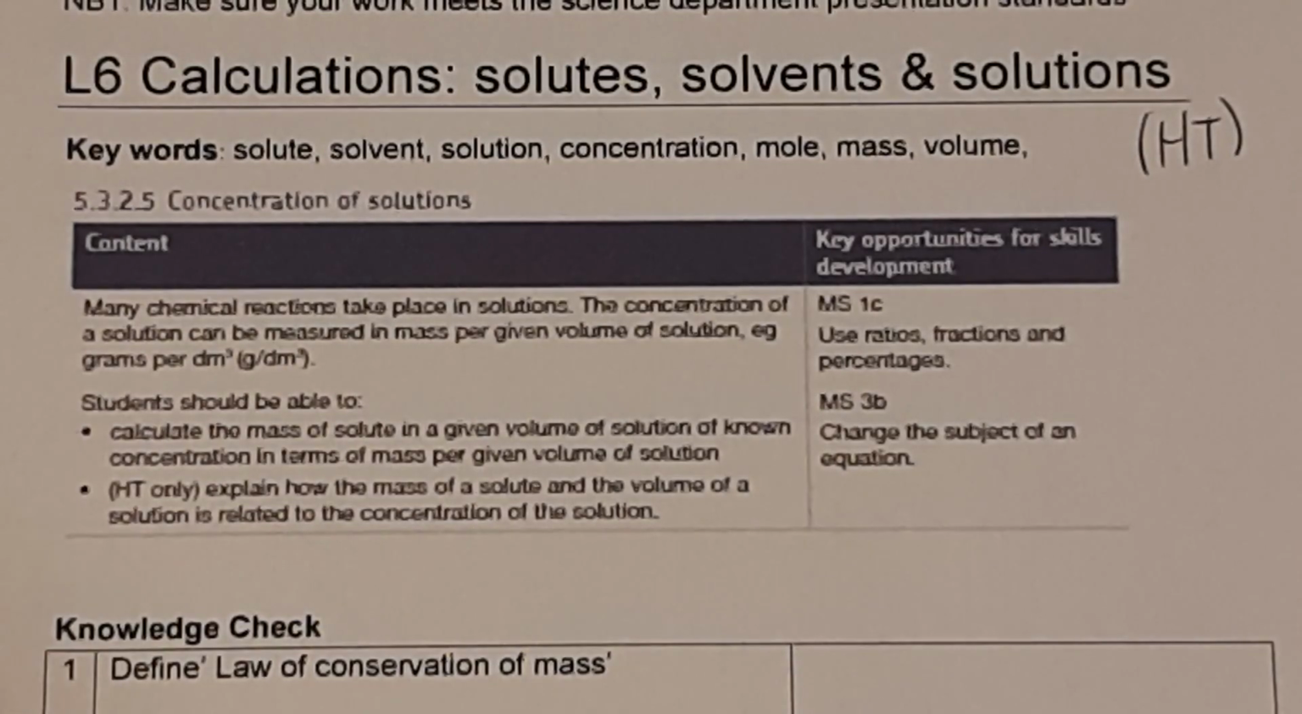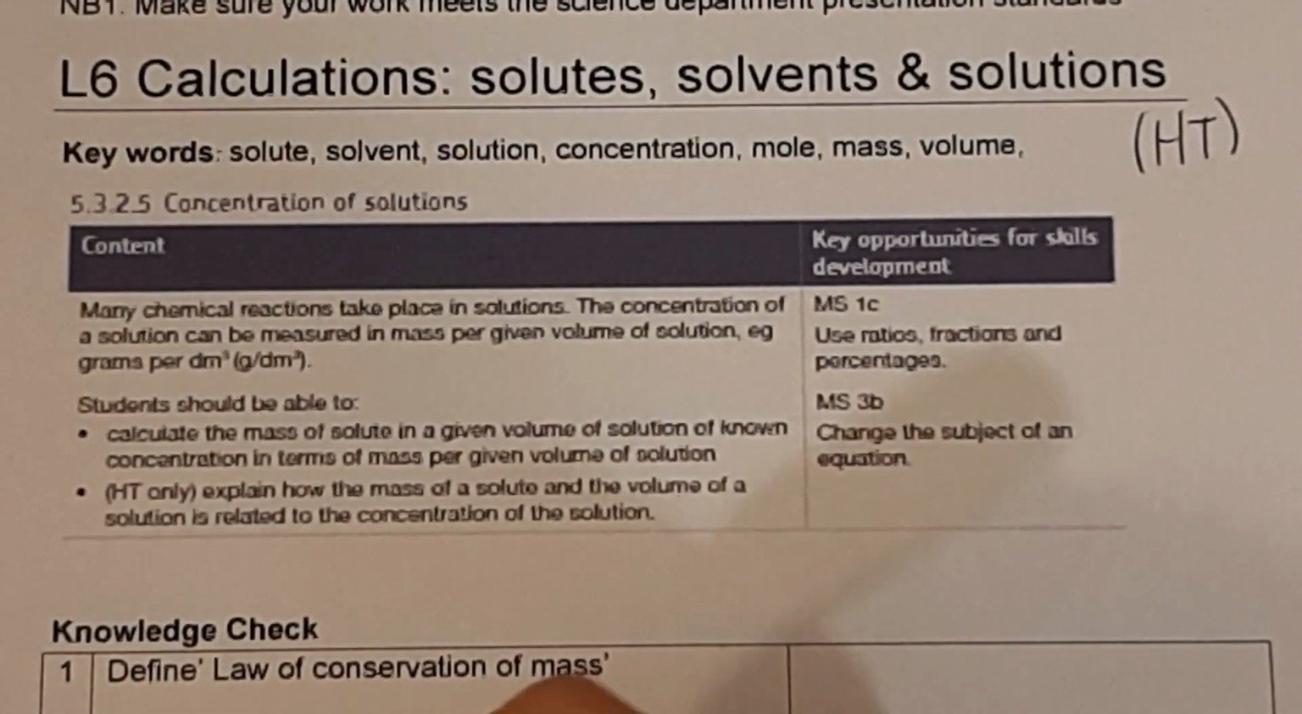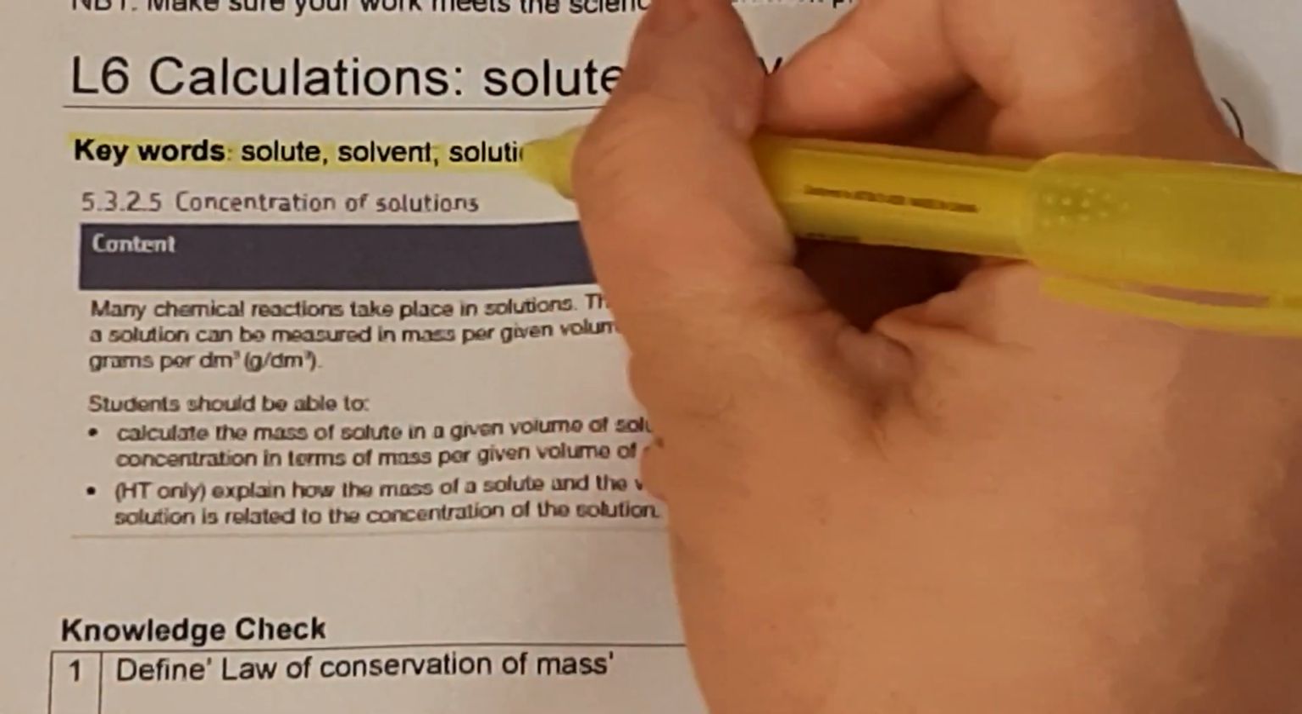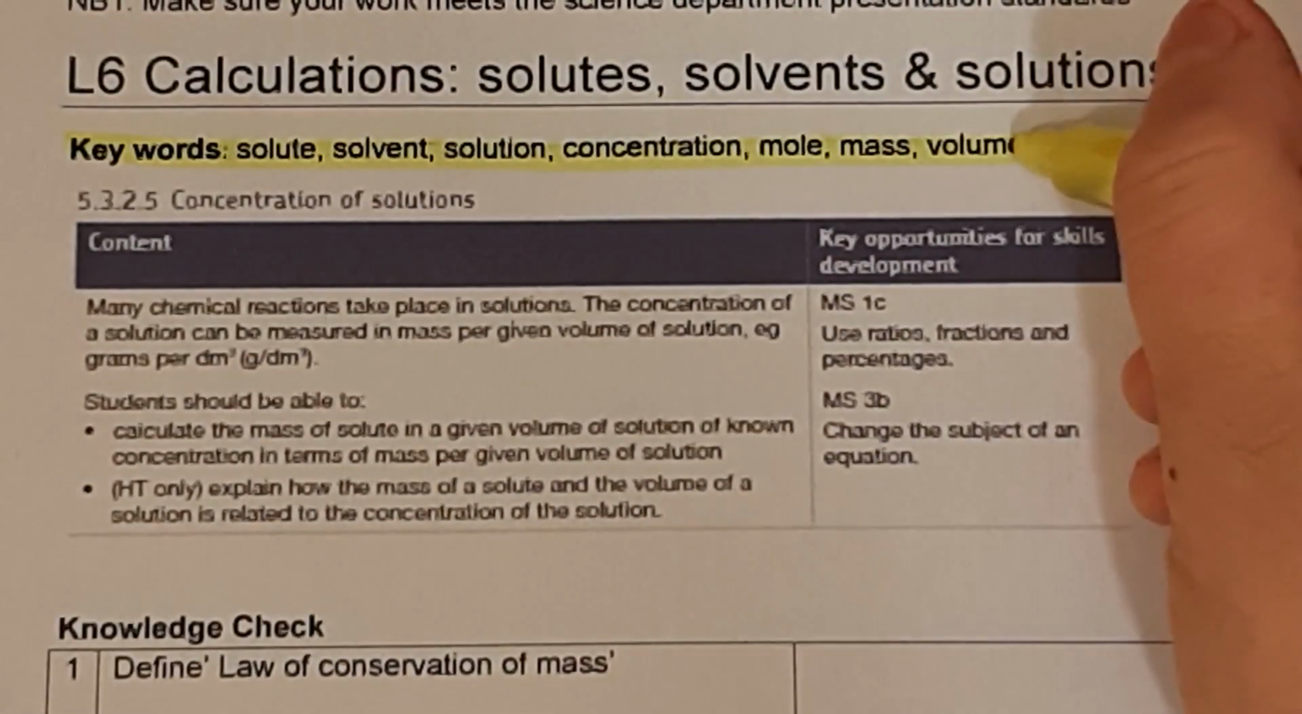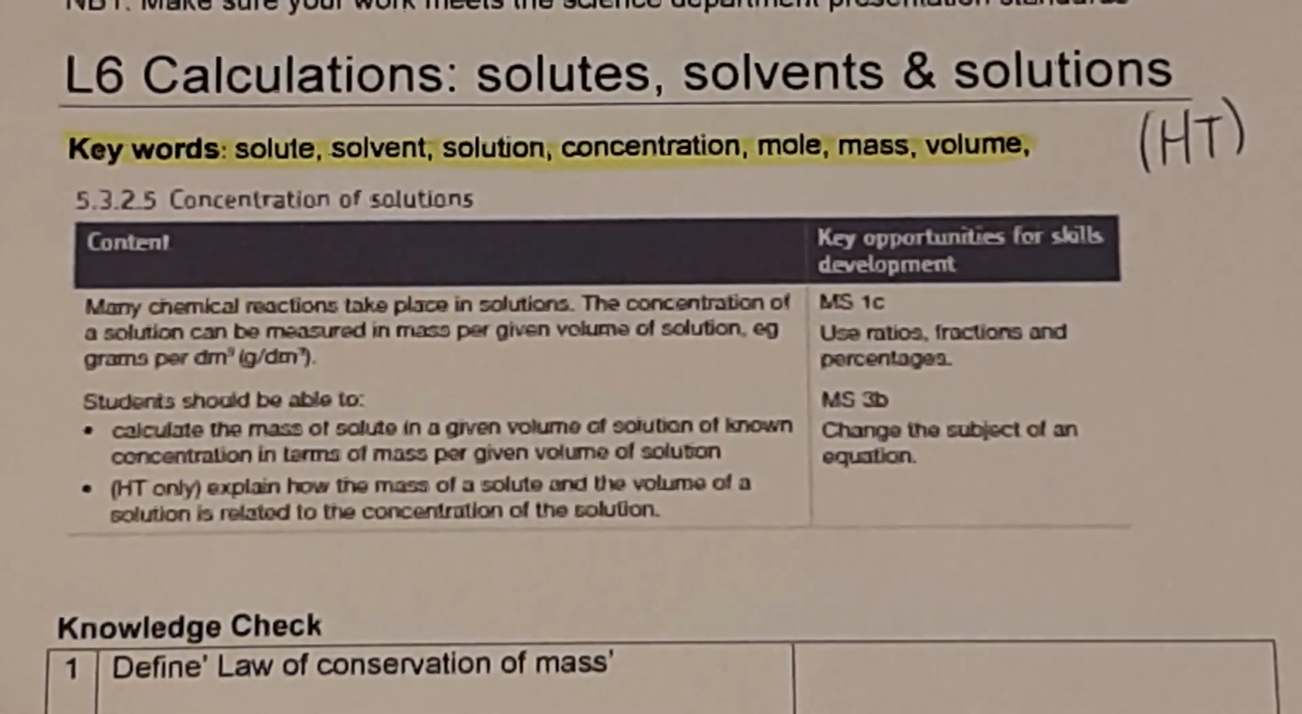We're on Lesson 6, Calculations, Solutes, Solvents and Solutions, which is a higher tier lesson from the higher tier booklet. Today's keywords are solute, solvent, solution, concentration, mole, mass and volume. You'll need your highlighter to highlight these, and by the end of the lesson you should know what all of these words mean and how to use them. Many of them we have used before.